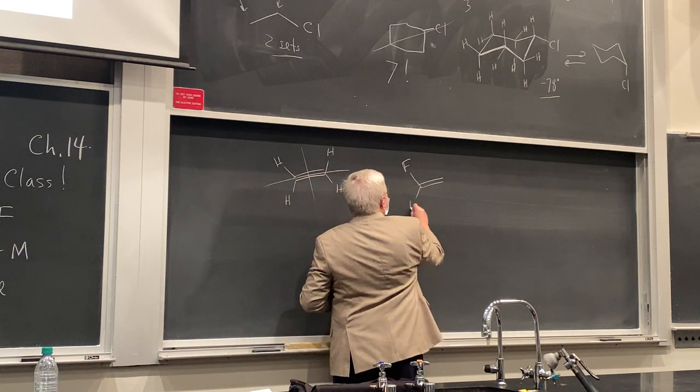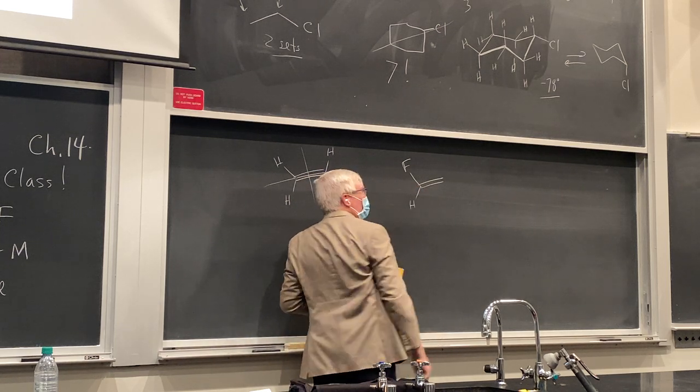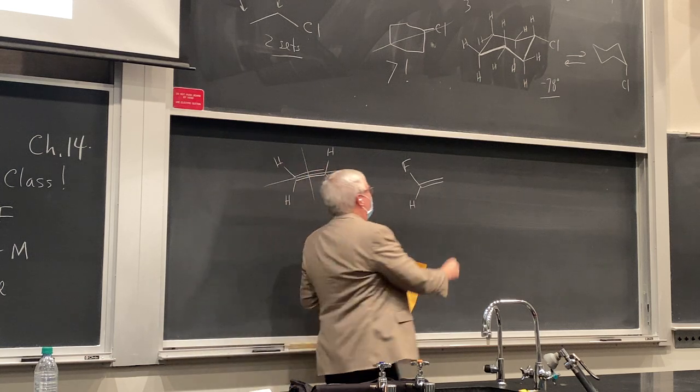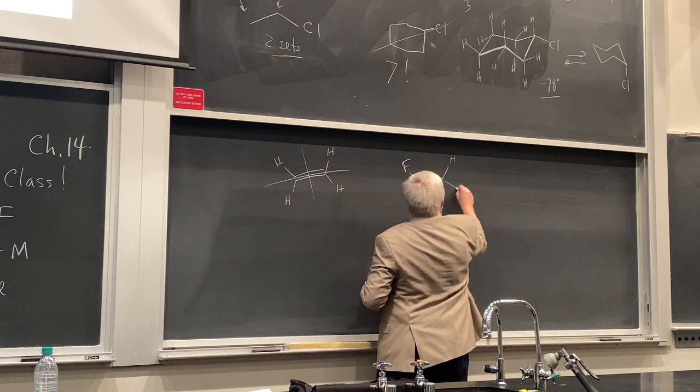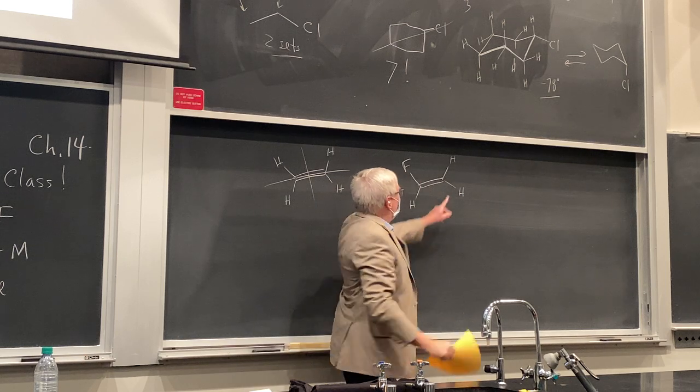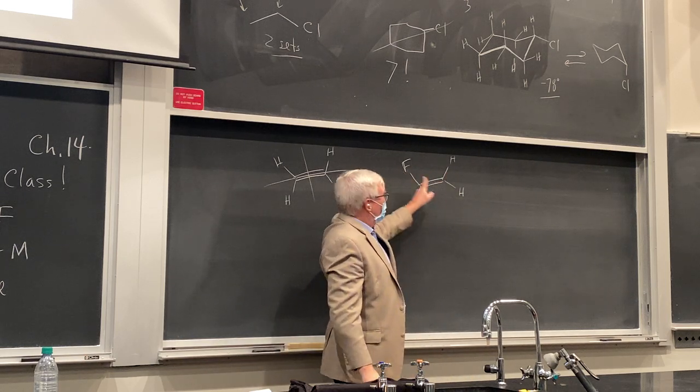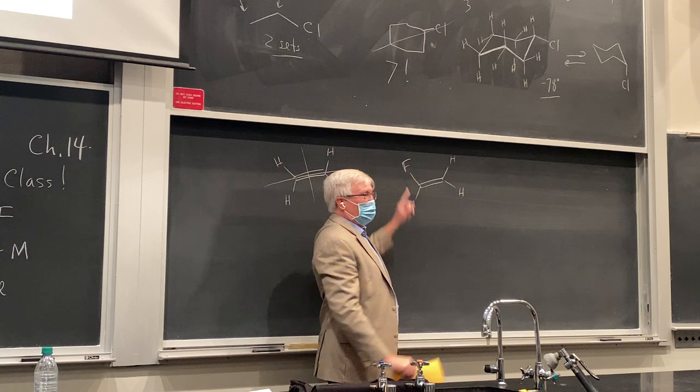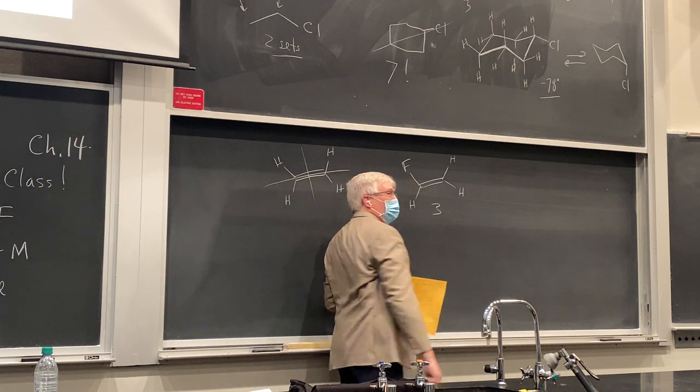Okay, this one's distinct, right? Because it's on the same carbon as the fluoride. And then what about this one versus this one? Notice this one is cis to it, and this one is trans to it. So you actually have 3 signals, 3 sets.